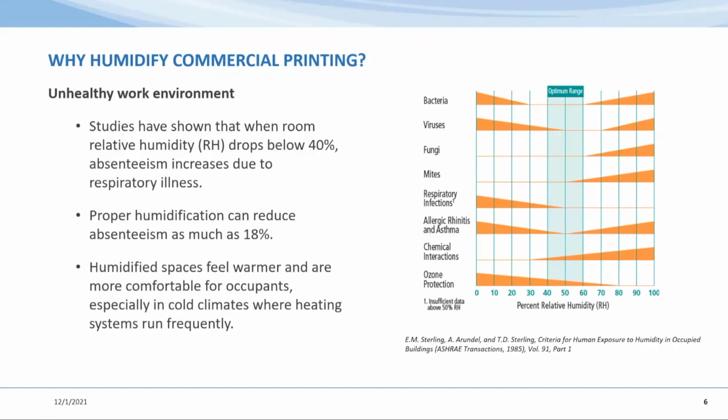What has been shown through studies is that after you go below 40% RH, absenteeism actually occurs more frequently due to respiratory illness. Outside of the numbers shown on this chart, think about winter conditions and how colds are more likely, and essentially that seasonality of humidity dropping in at least North American climates. With that study, the one important piece of data is that with proper humidification, we can reduce absenteeism by as much as 18%.